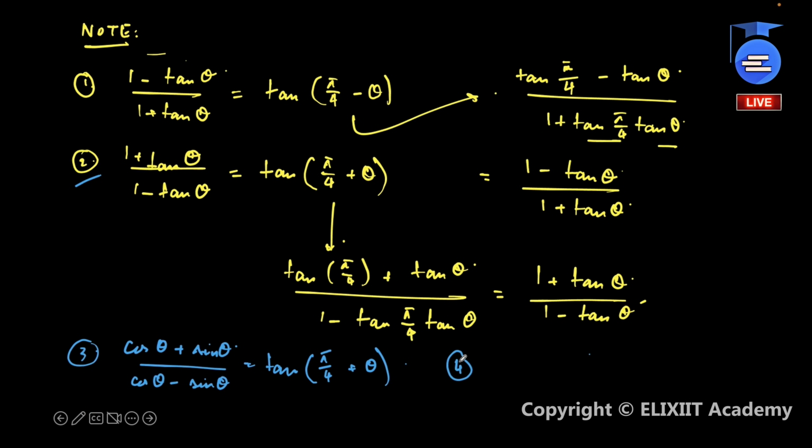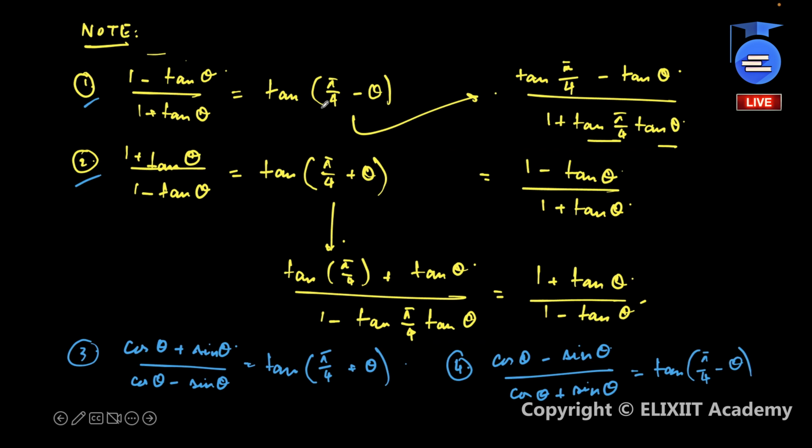Now, similarly, we have cos theta minus sin theta divided by cos theta plus sin theta. So this is tan pi by 4 minus theta. Again, you divide by cos theta in the numerator and denominator. What you will get? 1 minus tan theta upon 1 plus tan theta. By number 1, we will have tan pi by 4 minus theta. Very simple idea.